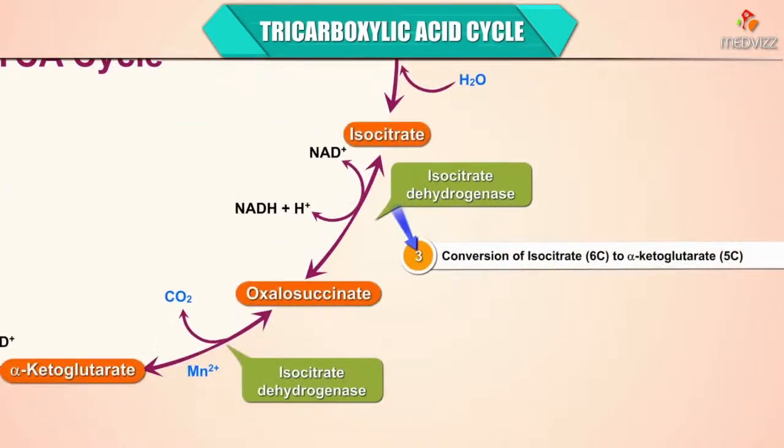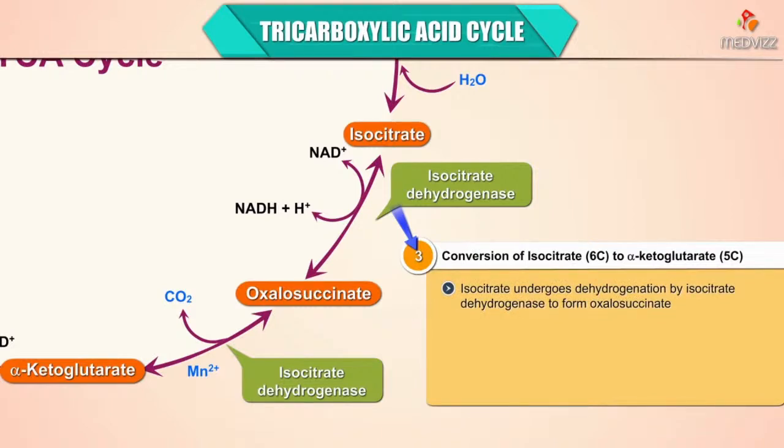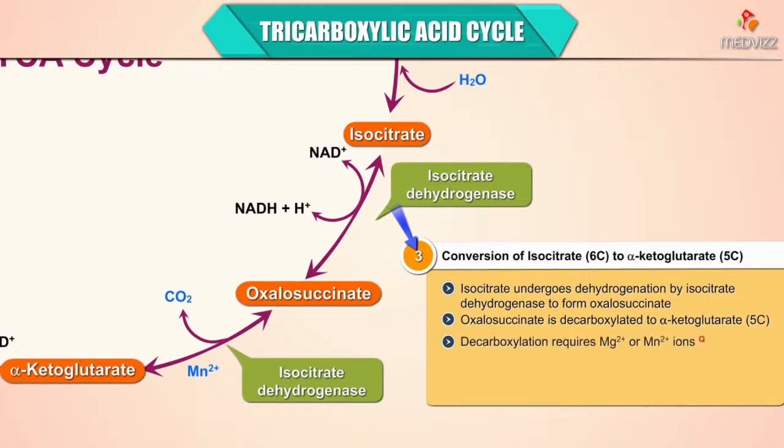Step 3. Conversion of isocitrate to alpha-ketoglutarate. Isocitrate undergoes dehydrogenation by isocitrate dehydrogenase to form oxalosuccinate. Oxalosuccinate is decarboxylated to alpha-ketoglutarate. Decarboxylation requires magnesium ions or manganese ions. It is the first oxidative decarboxylation and one NADH is formed. This is a reversible reaction.